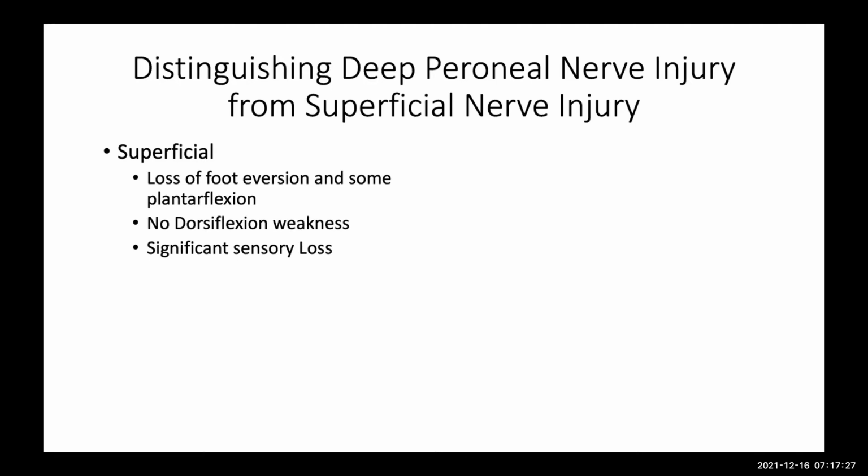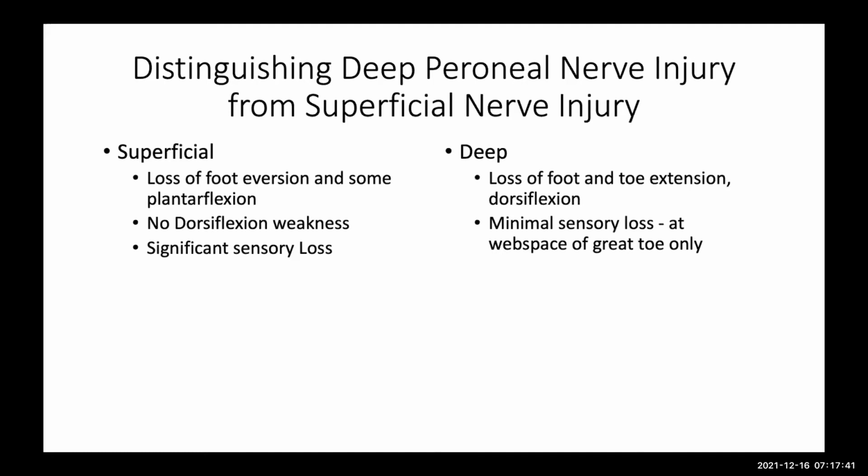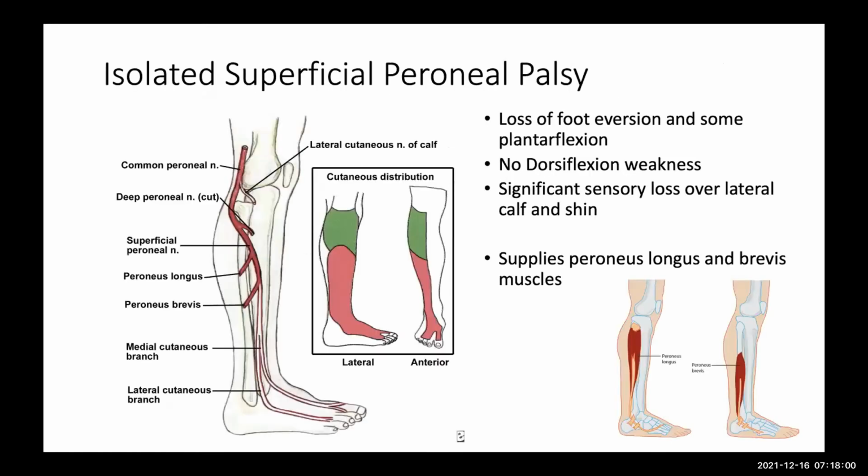The superficial is going to be mostly just loss of eversion and a tiny bit of plantar flexion. You really shouldn't have a ton of dorsiflexion weakness if you were somehow able to affect just the superficial nerve, but you would have significant sensory loss over the calf. And if it was the deep, you would have loss of foot and toe extension, like you said, and that would be for your dorsiflexion. You might have a little bit of eversion loss, but you'd have minimal sensory loss, like you said. Great, the web space of the great toe only would be affected.